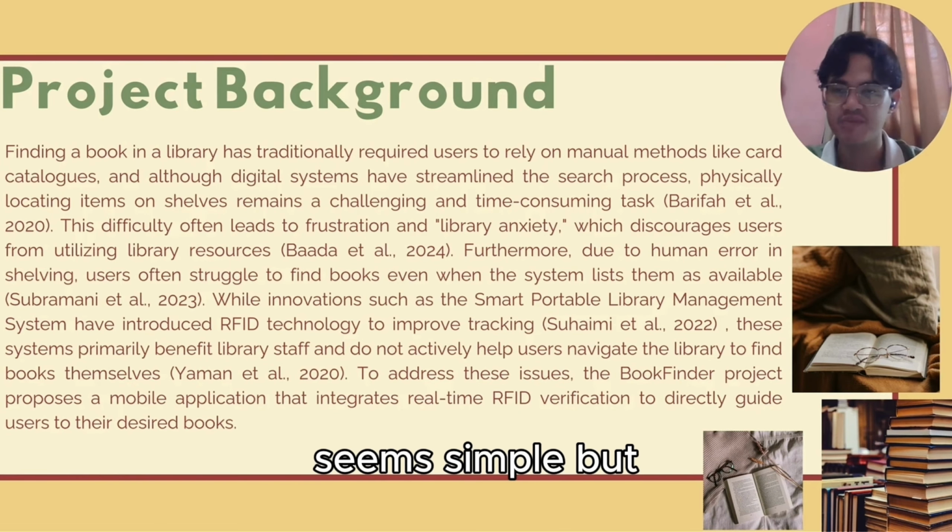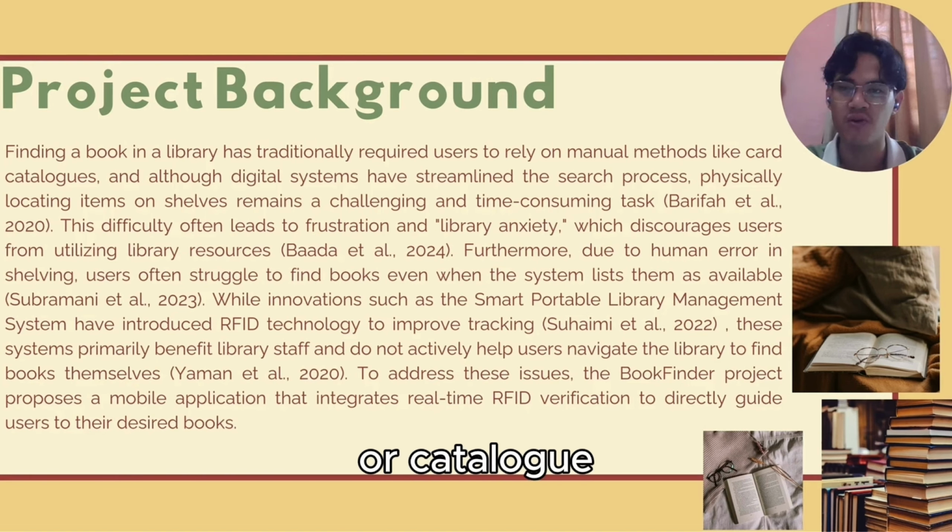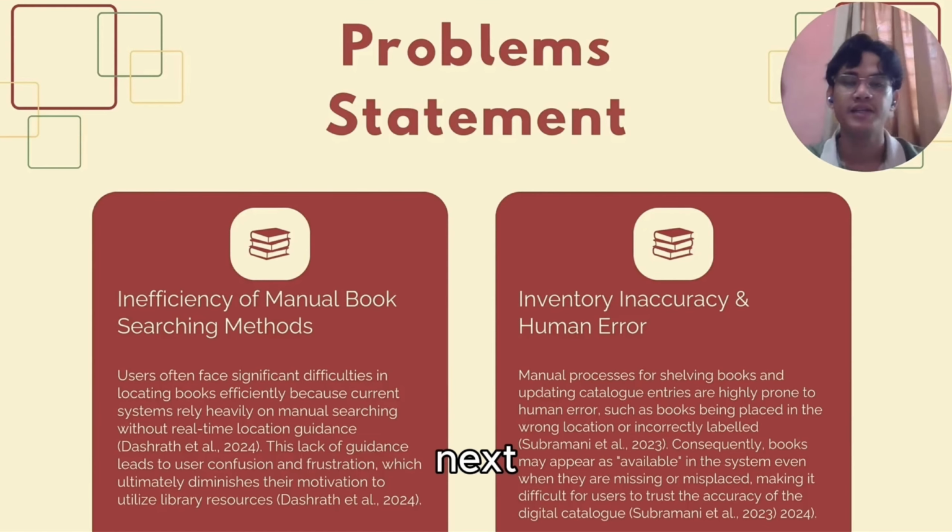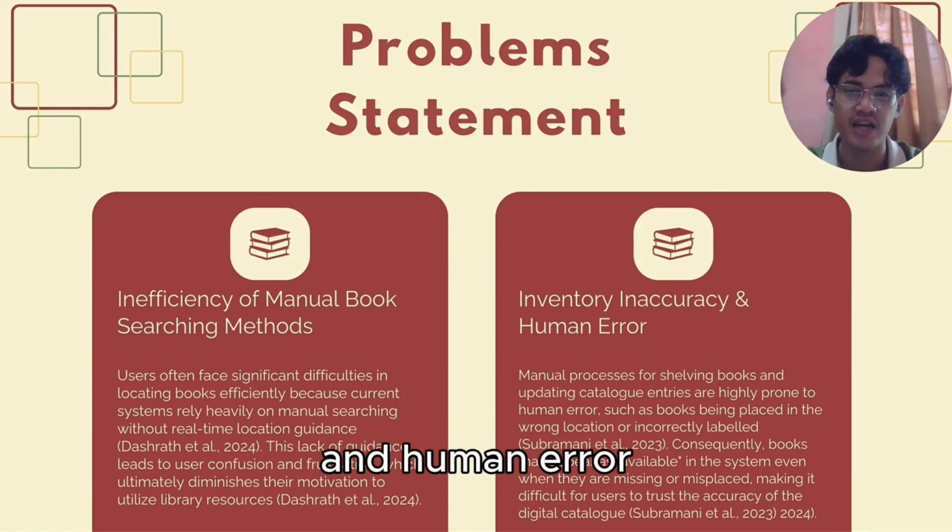Finding a book in a library seems simple, but traditionally it requires users to rely on manual methods or card catalogs. Even with digital systems, physically locating items on shelves remains a challenging and time-consuming task. Next is the problem statement. Firstly, we have the inefficiency of manual book searching methods. Secondly, we face inventory inaccuracy and human error.